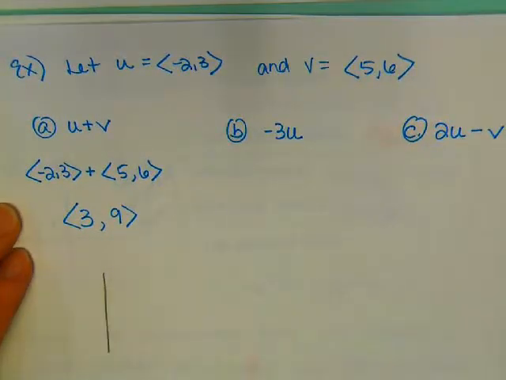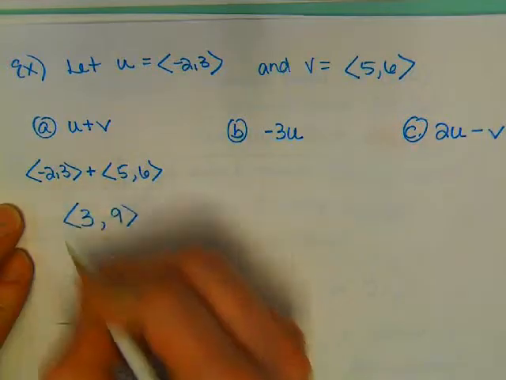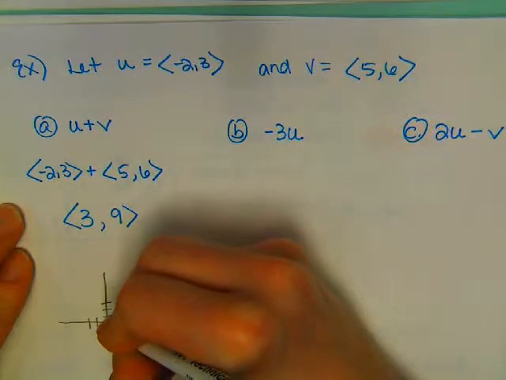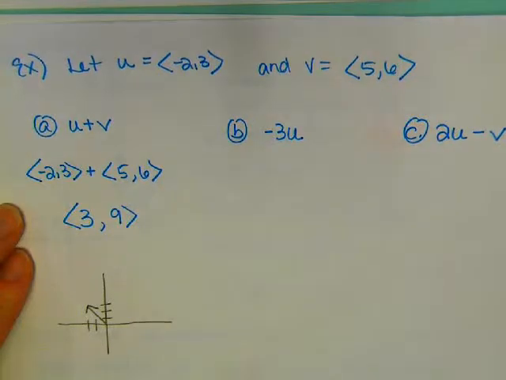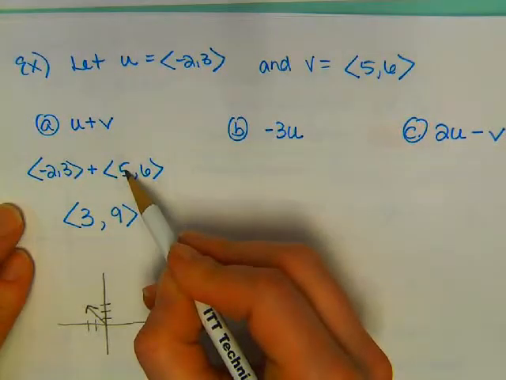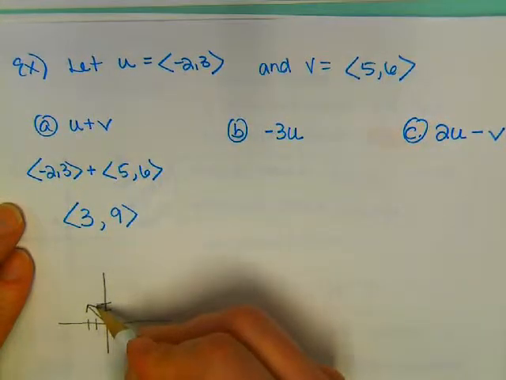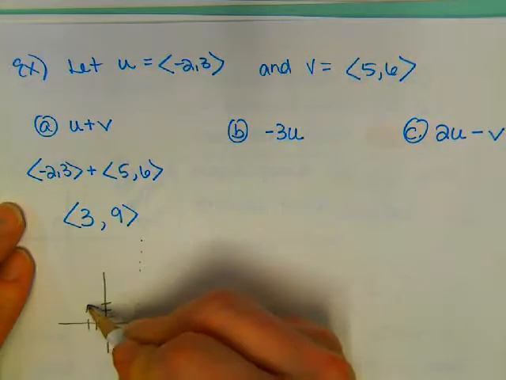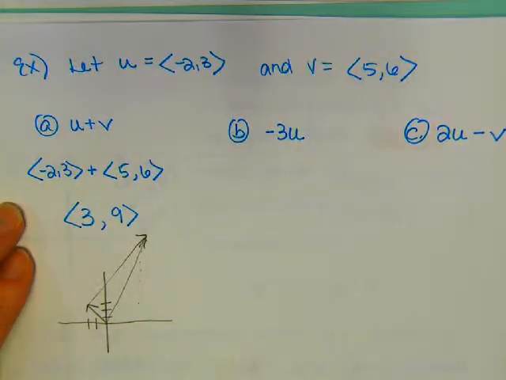I don't want to be redundant, but I just think if you understand what you're doing, sometimes it makes a little more sense. This just means -2, 3. So this is the vector -2, 3. Are you following that? And then from that vector, I'm saying if I would go right 5, 1, 2, 3, 4, 5, and up 6, 1, 2, 3, 4, 5, 6, that's the same as being over 3, up 9. That's all that's saying.